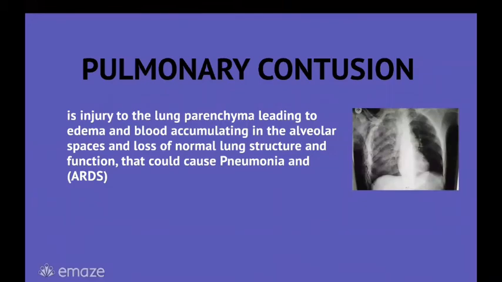Pulmonary contusion is injury to the lung parenchyma, leading to edema and blood accumulating in the alveolar spaces, and loss of normal lung structure and function that could cause pneumonia and ARDS. Pneumonia is inflammation of the tissue in one or both lungs. It is usually caused by bacterial infection. ARDS, or acute respiratory distress syndrome, is a life-threatening condition where the lungs cannot provide the body's vital organs with enough oxygen. It occurs when fluid builds up in the alveoli in the lungs.